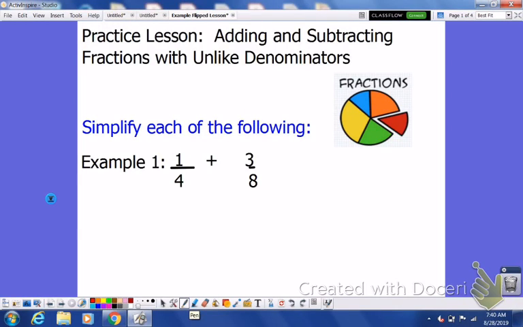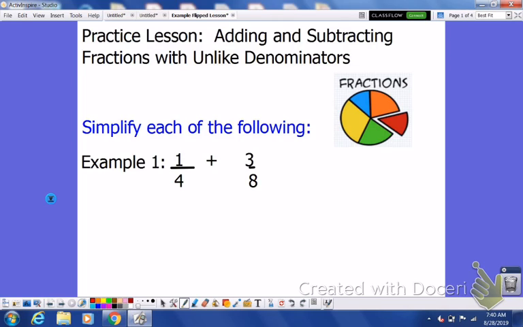Alright guys, so we're going to do a quick practice flipped classroom lesson on adding and subtracting fractions with unlike denominators. Hopefully this is something you already know, so it's just review. It's more to practice the concept of the flipped classroom so you get used to what you'll be doing as part of your homework every night.